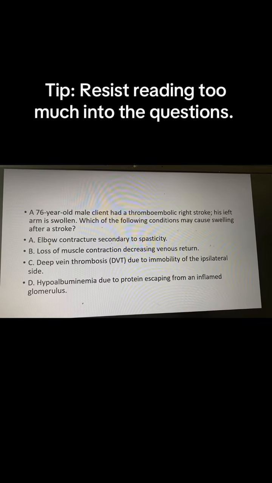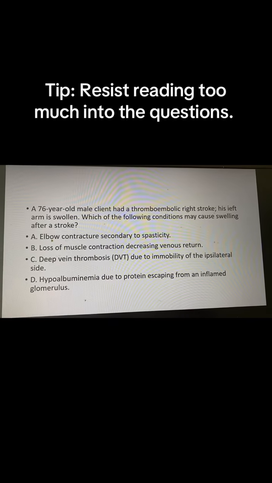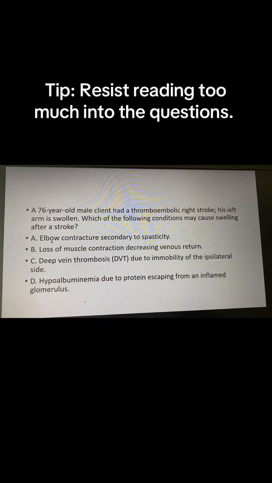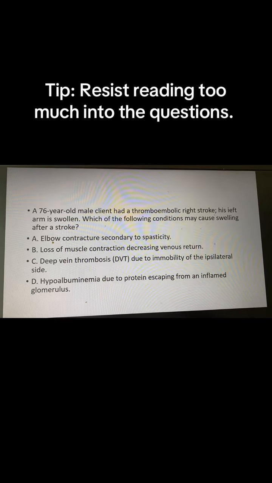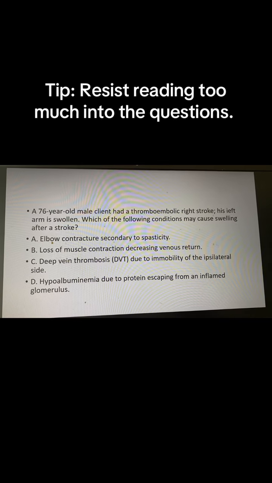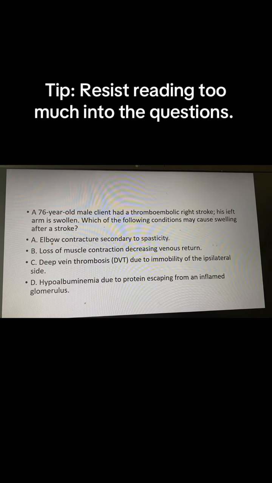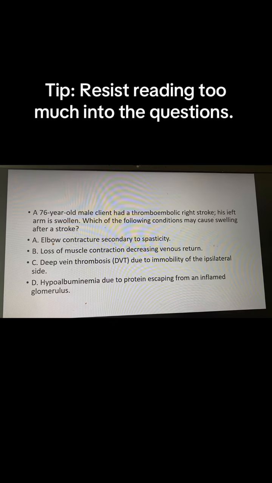So a 76-year-old male client had a thromboembolic right stroke. His left arm is swollen. Which of the following conditions may cause swelling after a stroke? So what are your key words here? You're looking at what? Their age, is there a medical condition, and signs and symptoms.